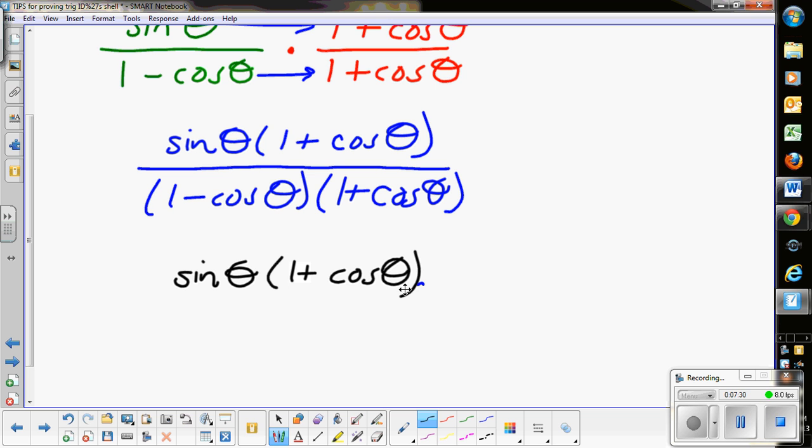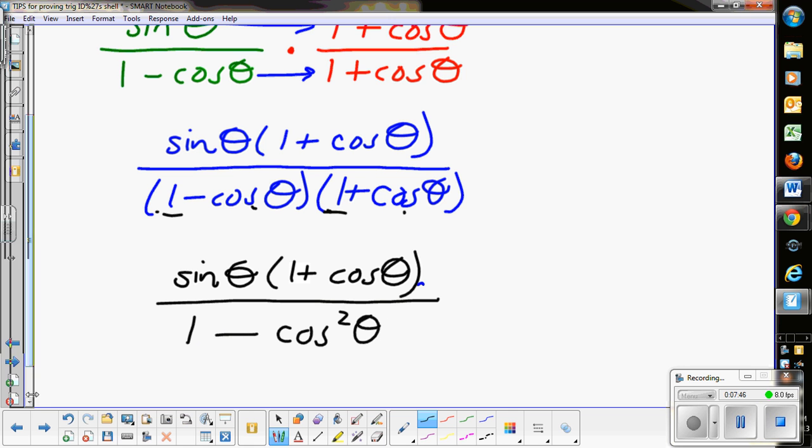Use FOIL. So if you multiply the first term times the first term, you get 1. Outer terms would give you plus cosine. Inner terms are going to give you minus cosine. So those cancel out. And then I have minus cosine squared.